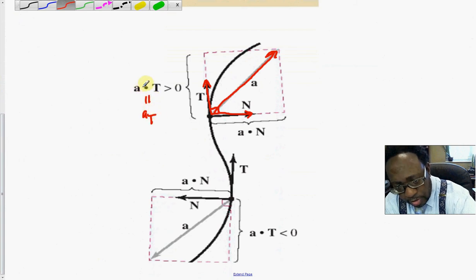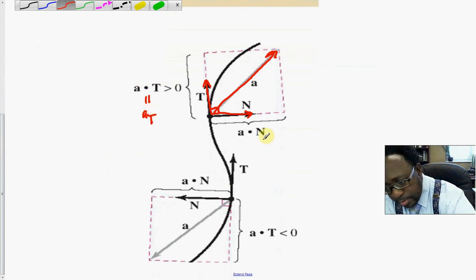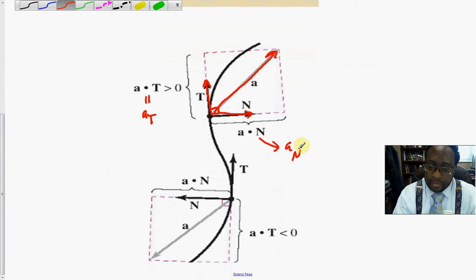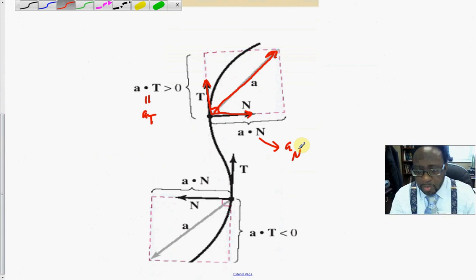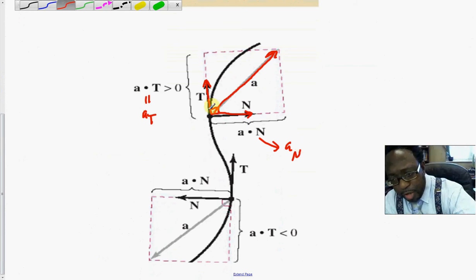So this dot product of the acceleration with the tangent vector gives us the tangential component of acceleration. And the dot product of a and n gives us the normal component of acceleration. So the so-called measurement with respect to acceleration of the tangent vector is said to be a sub t. And the measurement of the normal vector with respect to acceleration is said to be a sub n.